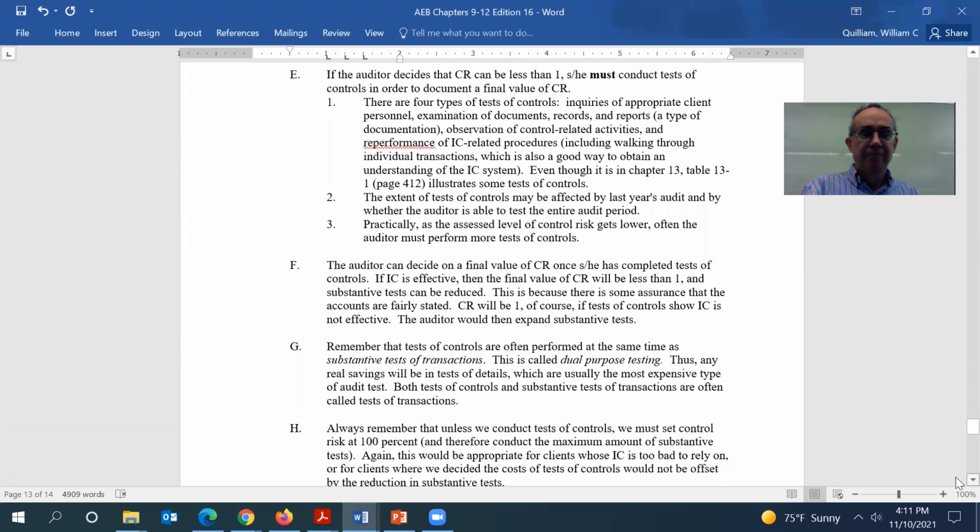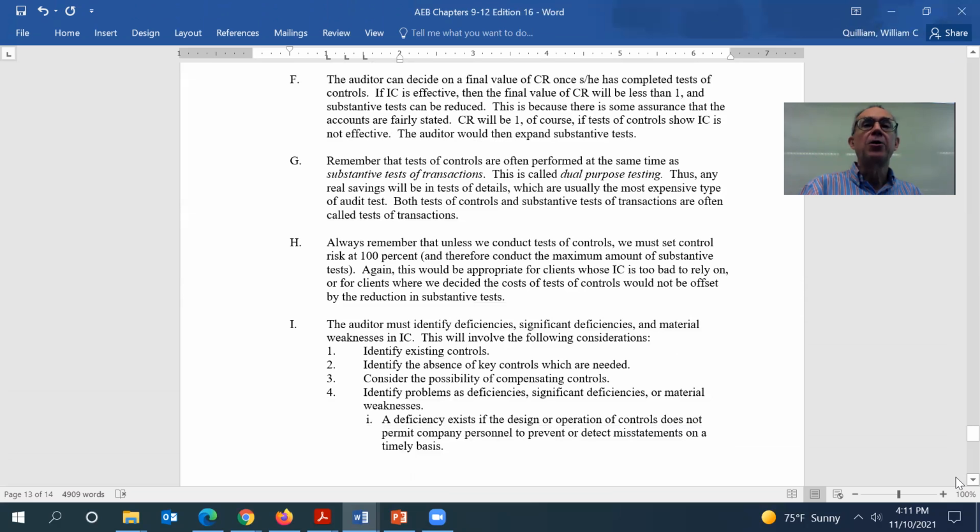Well, then the auditor can decide upon the final value of control risk once he or she has completed test controls. If internal control is effective, then the final value of control risk will be less than 1 and substantive tests can be reduced. Great, internal control is working. We made that final conclusion. There's some assurance the accounts are fairly stated, so therefore, probably the financial statements are okay. But control risk will be 1, of course, if tests of controls show that internal control is not effective. The auditor would then expand substantive tests back to the maximum amount.